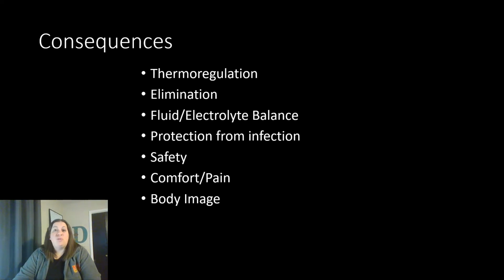We see that certain waste is going to be removed from your body in certain ways. So we see that breathing out removes gaseous waste. Your digestive system helps with solid waste. Your skin and your urinary system helps with liquid waste. And so this elimination of waste could be affected. Fluid and electrolyte balance could also be affected.